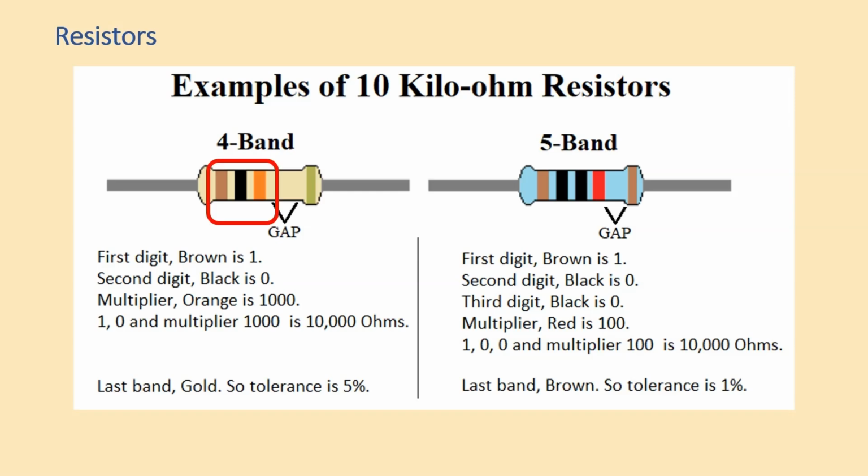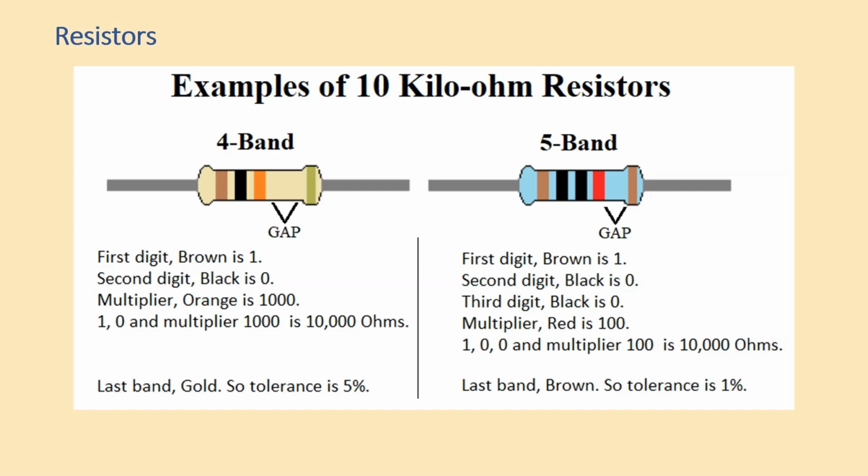So to clarify, if there are 4 bands, then 2 bands are for digits. The third band is a multiplier. Then on the other side of the gap, the fourth band is for tolerance. If a resistor has 5 colored bands, 3 bands are for digits. The fourth band is the multiplier. And the fifth band on the other side of the gap is the tolerance.